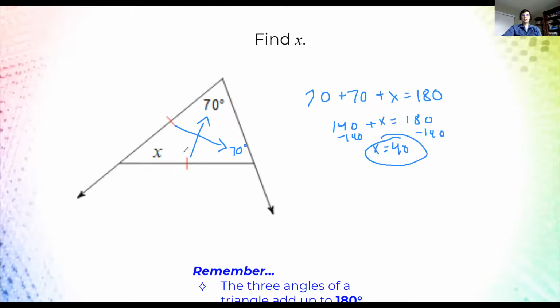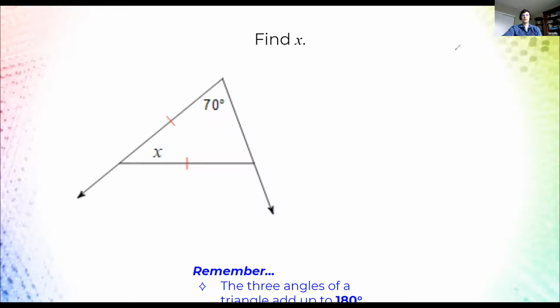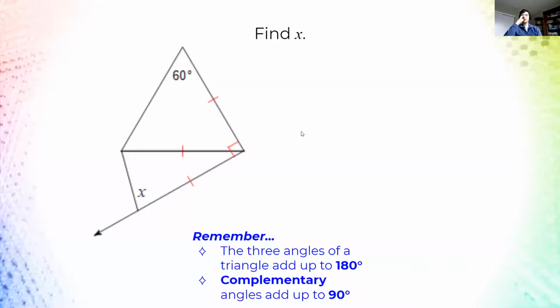Whenever x is between the two congruent sides, it's not the one that's being doubled, right? It's not the one being compared to something else. It's only the base angles that are congruent with the isosceles theorem. All right. What if we get a little trickier, right?